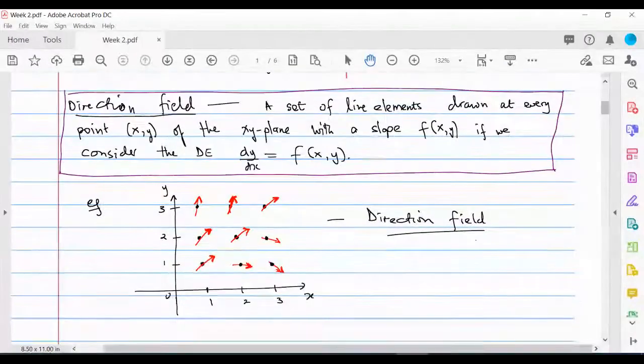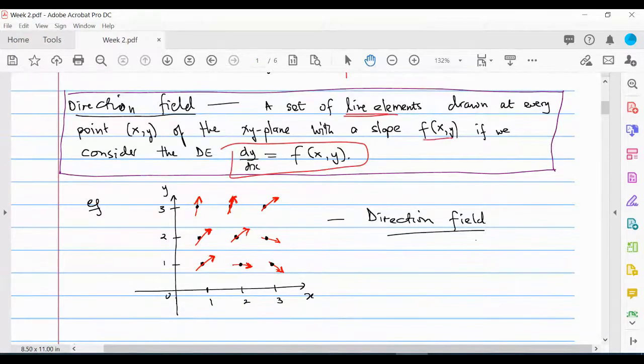All right, this is just a very casual definition of a direction field. It is a set of line elements. You are just drawing lines, lines drawn at every point (x, y) with a slope f(x, y), if we consider the differential equation, which is a first order differential equation.